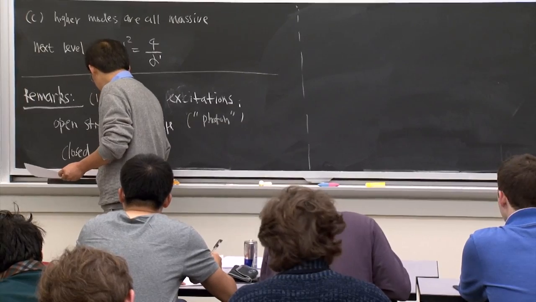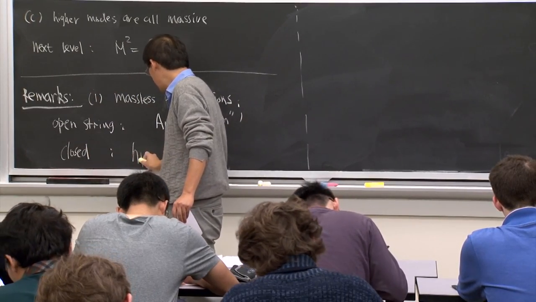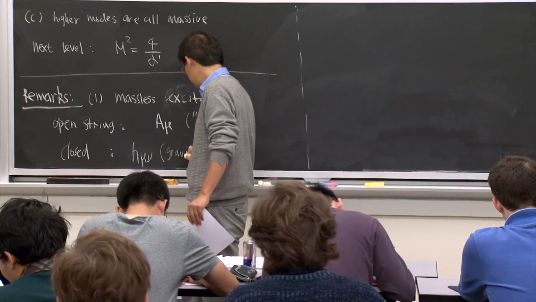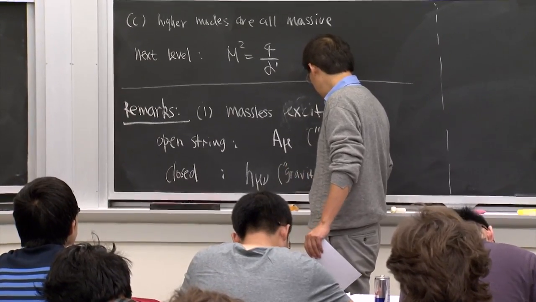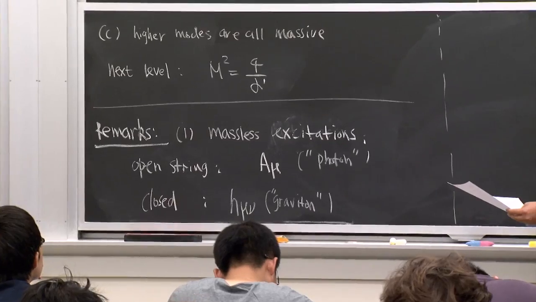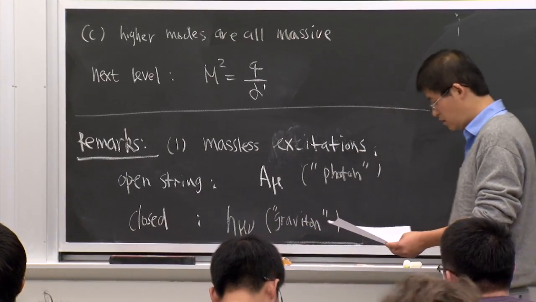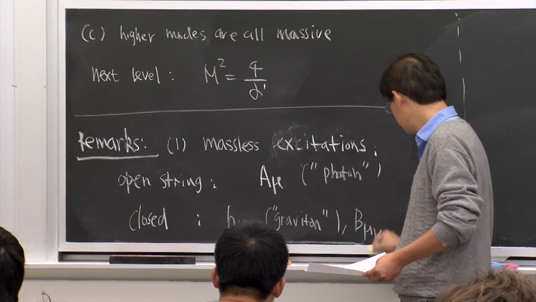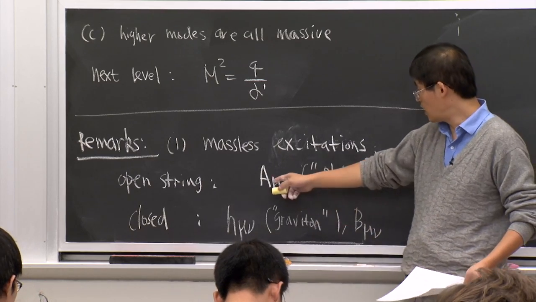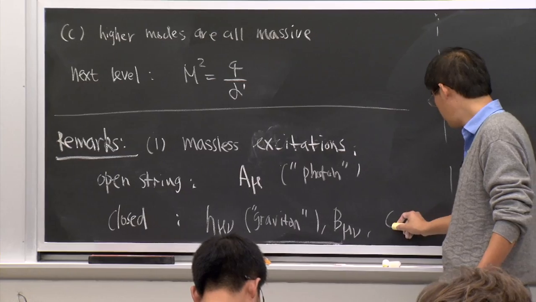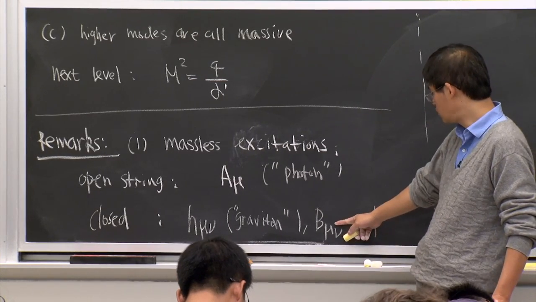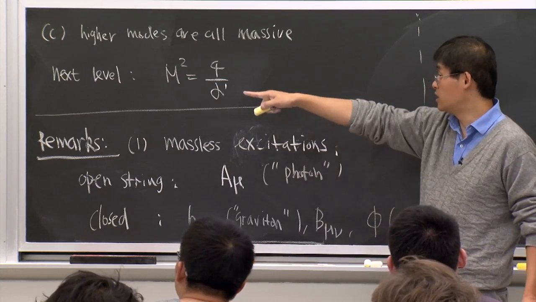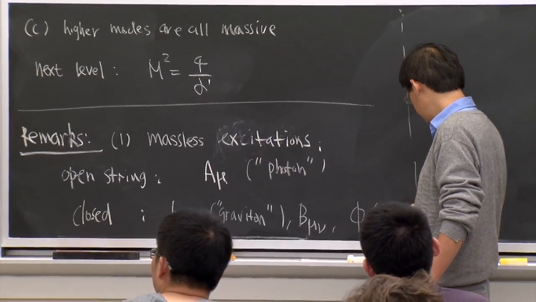And for the closed string, we find the symmetric tensor, h mu nu. So this is what we normally call the graviton. We find the massless spin 2 particle, which if you write in terms of fields would be a symmetric tensor, or B mu nu, which is an anti-symmetric tensor. These run in all space-time dimensions. And then we have phi, a scalar field, which is often called the dilaton.